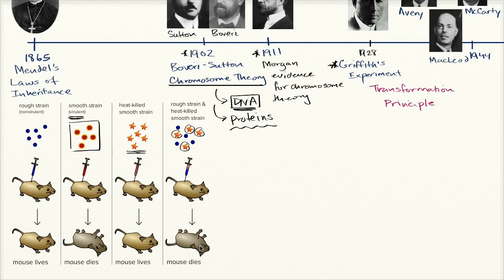But it did kill the mouse, which was fascinating. And so he came up with this theory of a transformation principle. Even though he killed the smooth strain here, there must have been some type of material, some type of molecule that still got transferred from the dead bacteria to the live bacteria, and essentially transformed the live bacteria into the smooth strain, allowing them to kill the mouse. And so he came up with this idea of some kind of transformation principle.